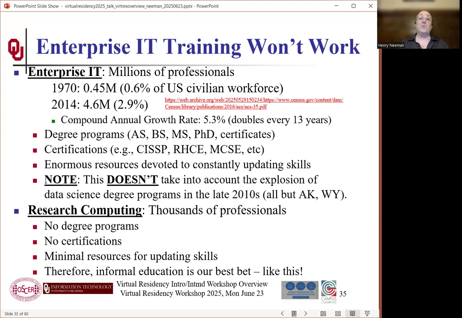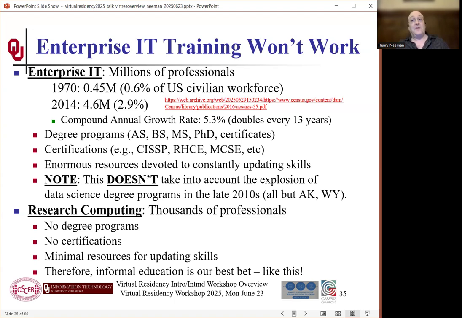One of the issues, maybe the biggest issue, is the issue of scale. Enterprise IT has grown from about 500,000 in 1970 to about 4.5 million 11 years ago. You've got to figure that number is probably heading toward 8 or 9 million by now. It's presumably a huge number. The compound annual growth rate during that period was over 5%, so it was doubling every 13 years.